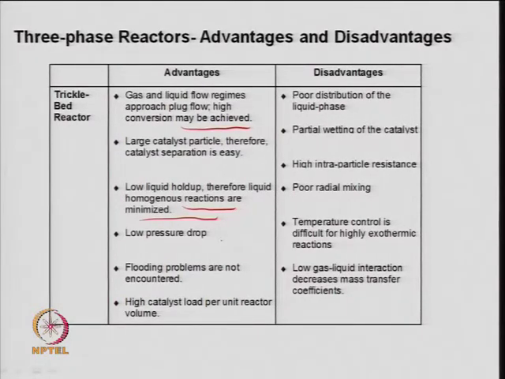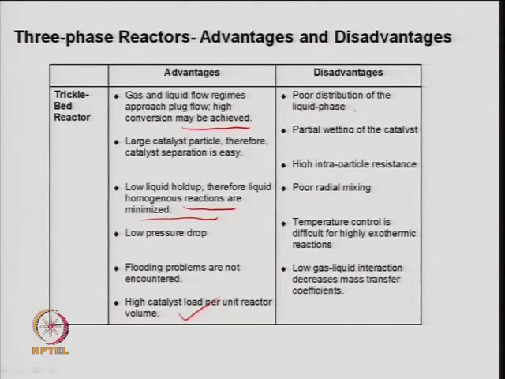Then pressure drop is low, as I said. Flooding problems are avoided if the distributor is properly designed. Proper size of particles have been taken, all these D by d, L by d ratios have been adjusted, and a high catalyst load per unit reactor volume is generally used in this case. So, catalyst mass per unit volume of reactor is high, and that depends on the size and diameter of the reactor. So, one can have that advantage. Per unit volume of the reactor, if you calculate, then the mass of the catalyst is high compared to your suspension reactor.